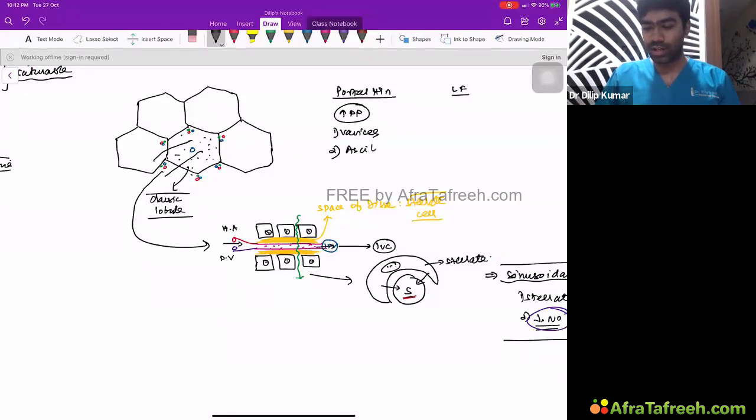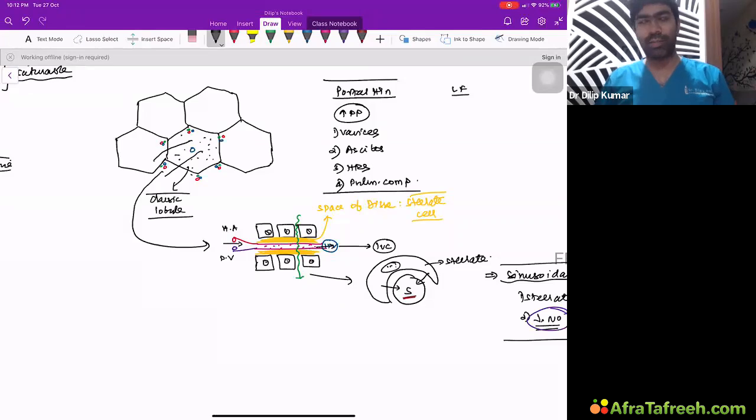You can develop ascites because of that. You can develop hepatorenal syndrome because of that. You can develop pulmonary complications, which I'll talk about in some time. A lot of pulmonary complications. One of the pulmonary complications, hepatic hydrothorax, is there. Apart from that, we have portopulmonary hypertension, or we have something called hepatopulmonary syndrome. So many different complications. All these things are due to portal hypertension, that is increased portal pressure.